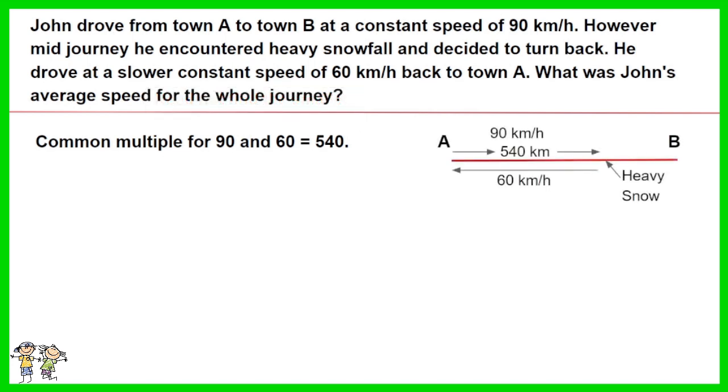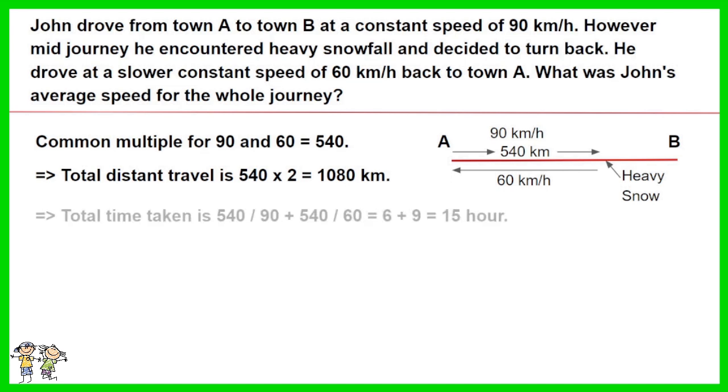For ease of understanding, we plotted the data in the diagram on the right. You will find that the total distance traveled by John is 540 times 2, which is 1080 kilometers. The time taken by John for the entire journey is 540 divided by 90 km per hour when he was traveling toward town B, and 540 divided by 60 km per hour when he was traveling back to town A. Work out the equation, and the total duration for the entire journey is 15 hours.